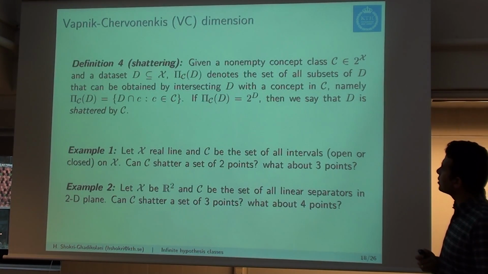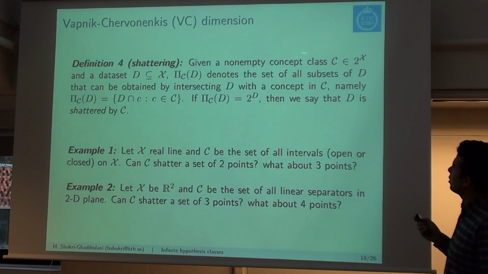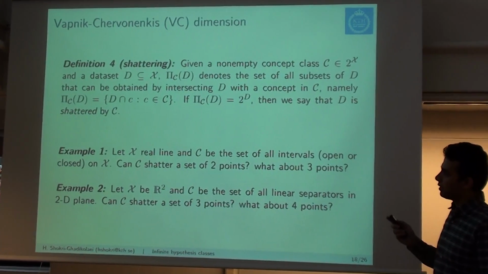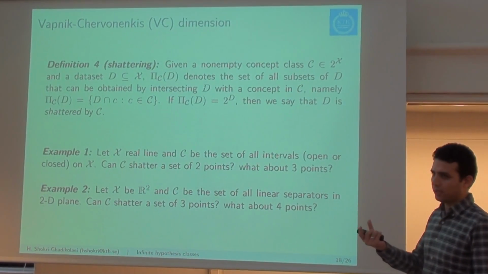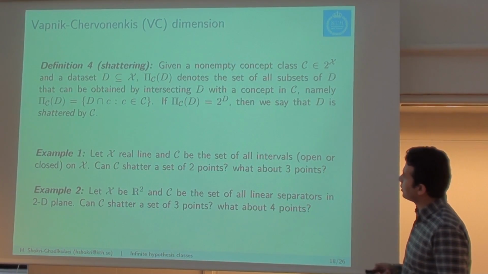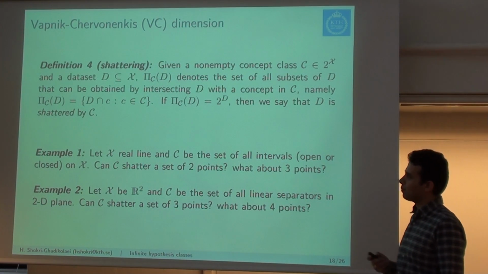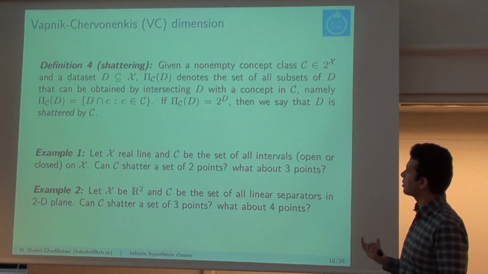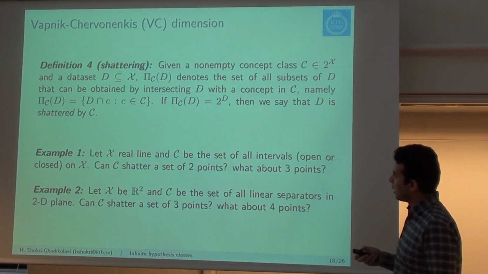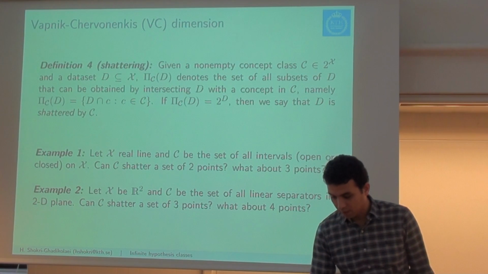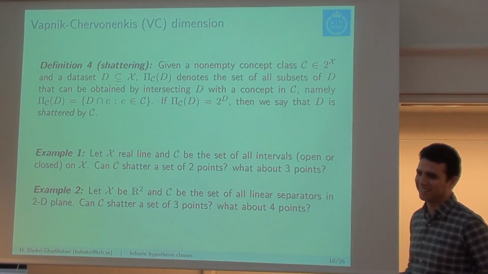So let me read the definition here. Given a non-empty concept class C that belongs to a power set of X, your input space, and a data set D, a subset of the input space, define by this notation the set of all subsets that can be obtained by intersecting D with a concept in C. Then, if this set contains all possible subsets of D, we say that D is shattered by C. I guess that was very hard.